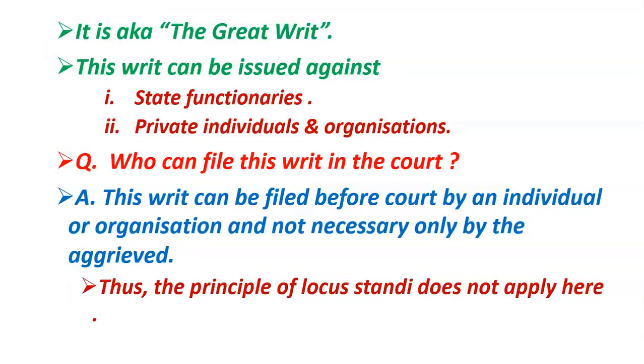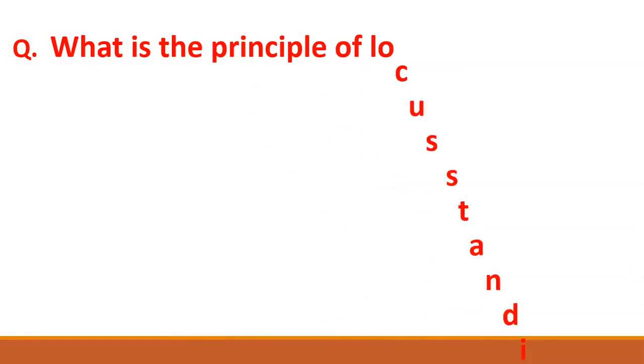So it means that it is not a must that the person who is directly affected has to file the writ petition. Any other person or any other organization can also file a writ petition in the court on behalf of the affected person, means on behalf of the aggrieved. For example, in our example, Pappu himself didn't file the writ petition. Who filed the writ petition on behalf of Pappu? The parents of Pappu filed it on behalf of Pappu. Thus friends, the principle of locus standi does not apply here.